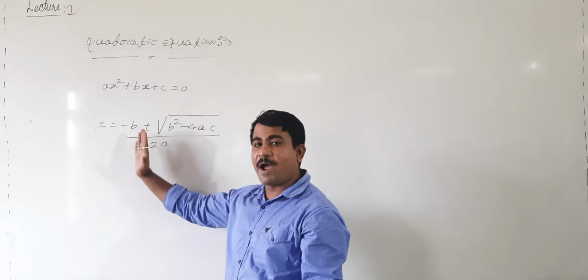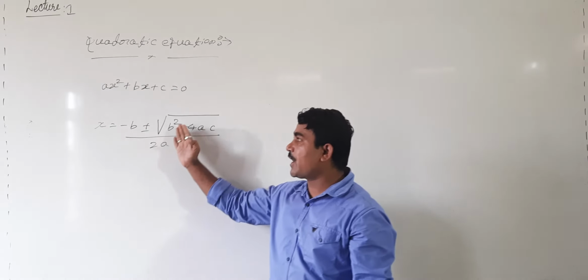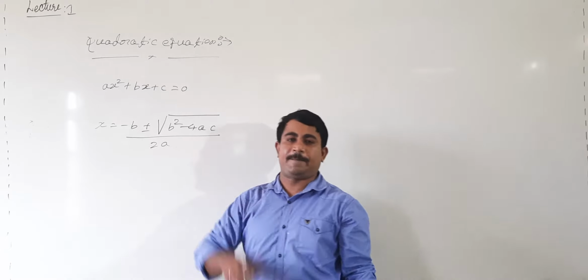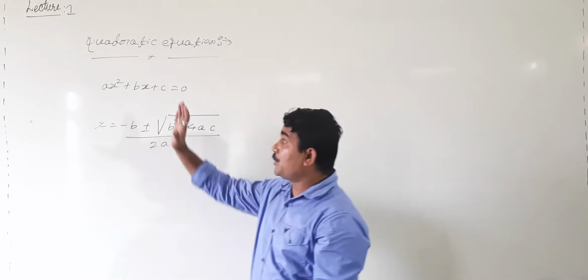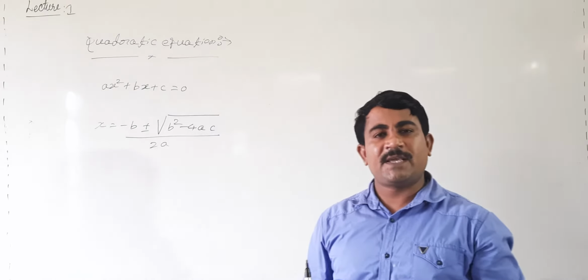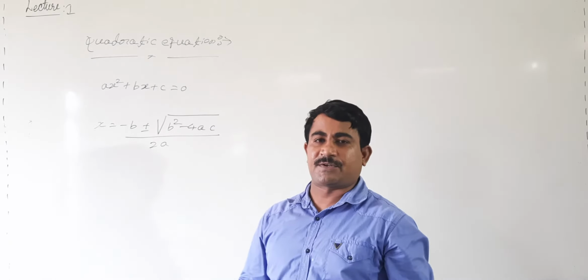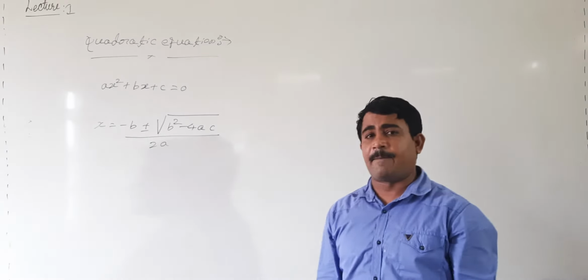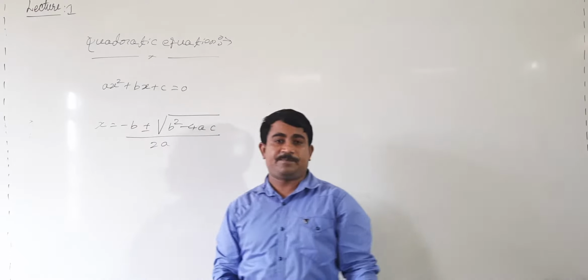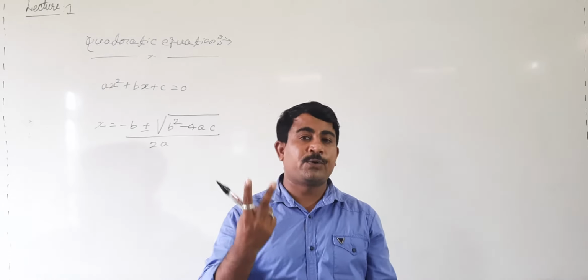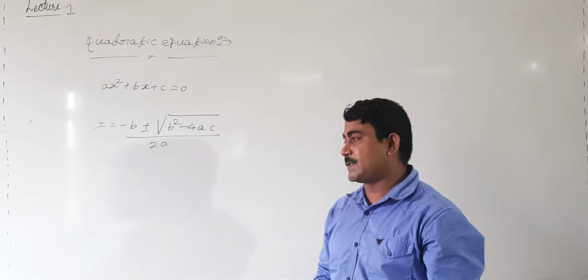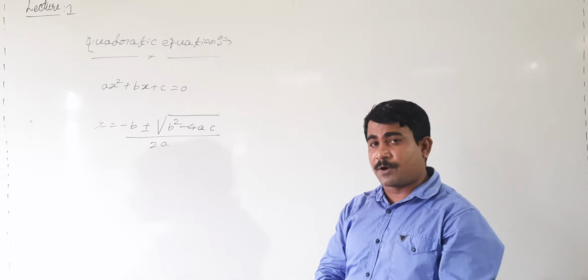x equal to minus b plus or minus under root of b square minus 4ac divided by 2a. This is the solution of quadratic equation. Students, let us see some examples for quadratic equation. You can solve so many examples. In this equation we need the value of x. Here the value of x has two values. The two values you can find from many examples. Let us see one of the examples.